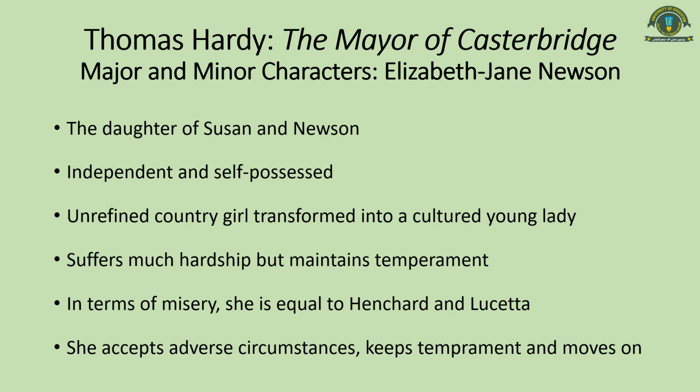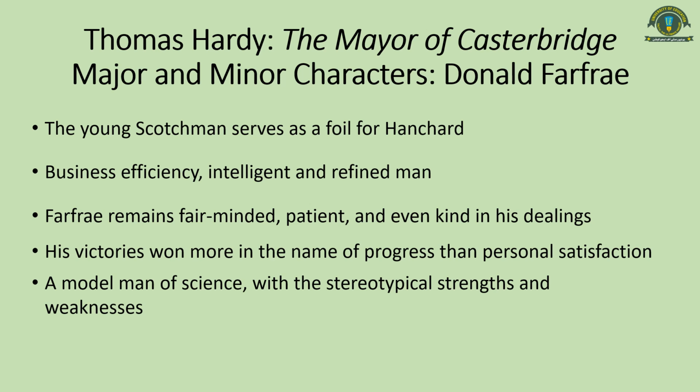Then we have Donald Farfrae, the young Scotchman who serves as a contrast to Henchard. Farfrae is a man of intellect and he has business efficiency. He has other qualities as well, like good humor and refinement about his character that brings him popularity among the town's citizens. He brings to Casterbridge a method for salvaging damaged grain, a system for reorganizing and revolutionizing the mayor's business. Michael, quickly realizing Farfrae's great head for business, makes him general manager.